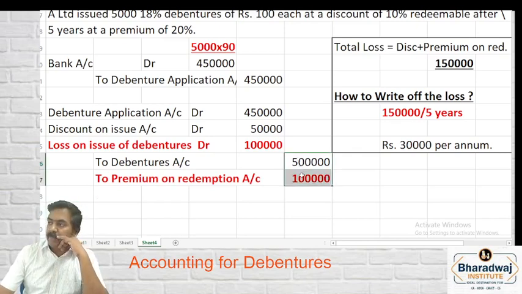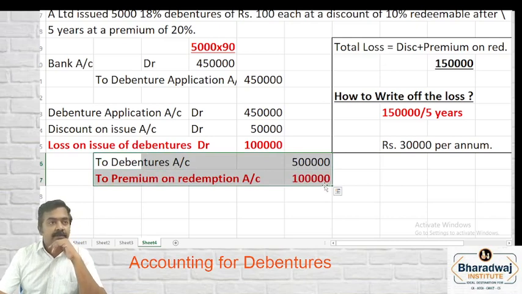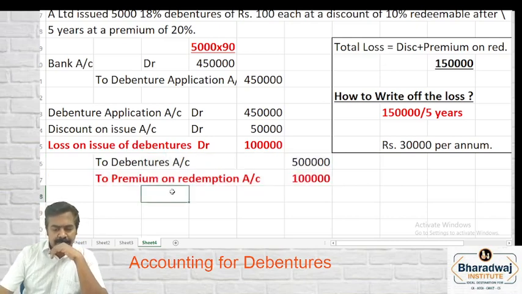What is the total amount repayable? Debentures plus premium. What is the total amount repayable? 6 lakhs.